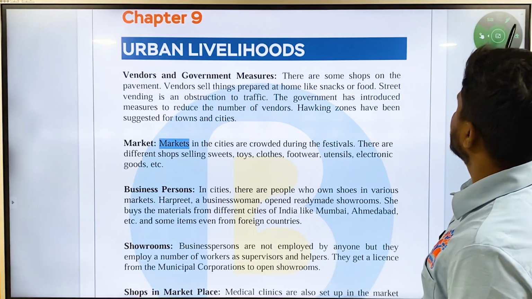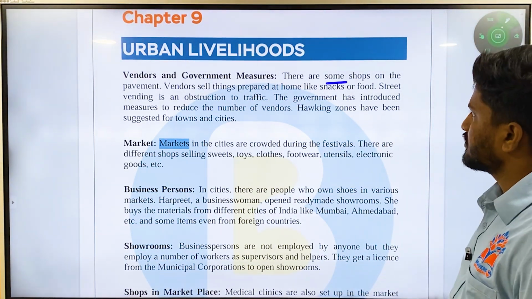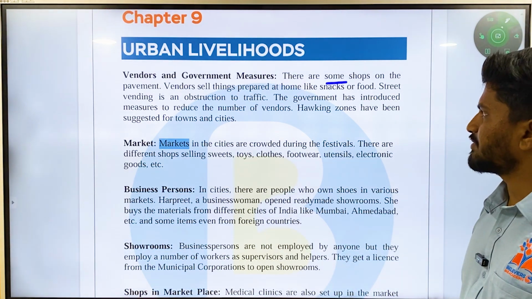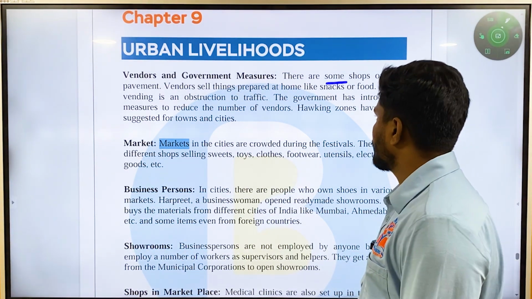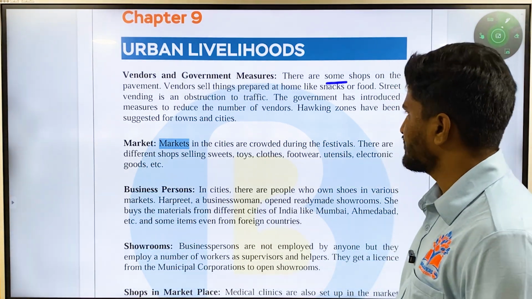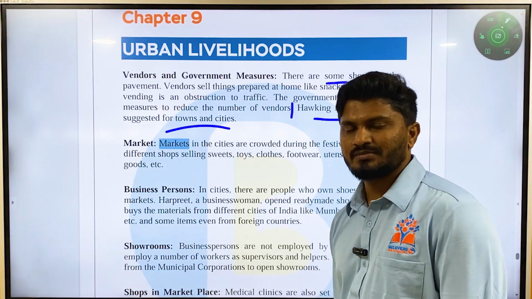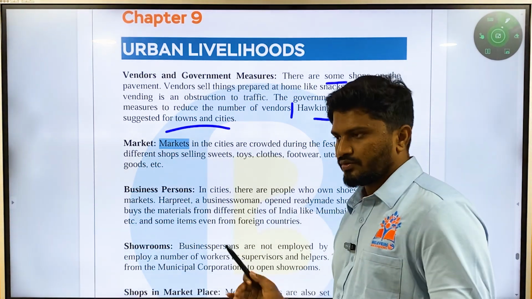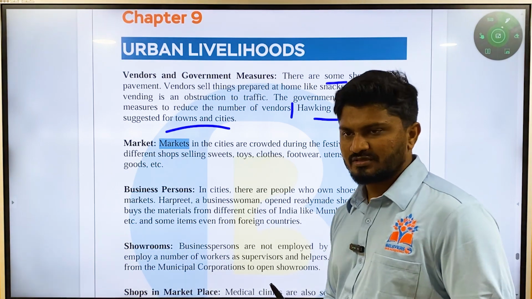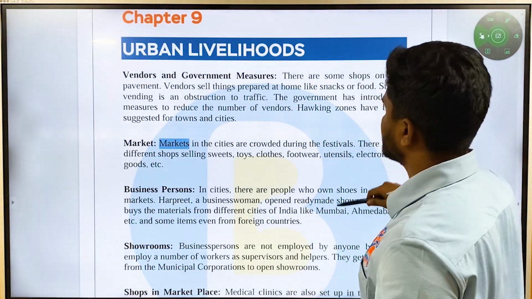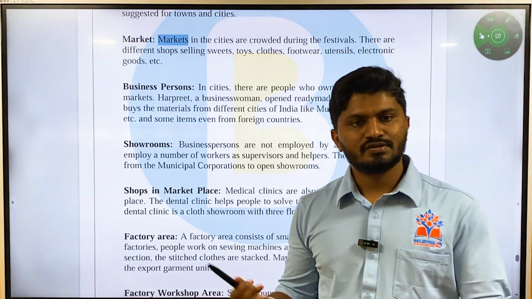Okay, so the vendors are those who have shops on the pavement and sell things prepared at home like snacks and food. Street vending is an obstruction to traffic, so the government has introduced measures to reduce the number of vendors. Hawking zones have been suggested for the towns and cities. These are all the past, because this NCERT is old, so no need to go deep into it. The need was just to complete the chapter. So it is not very important, but whenever you are eating lunch or dinner, instead of watching something else, you can watch this.